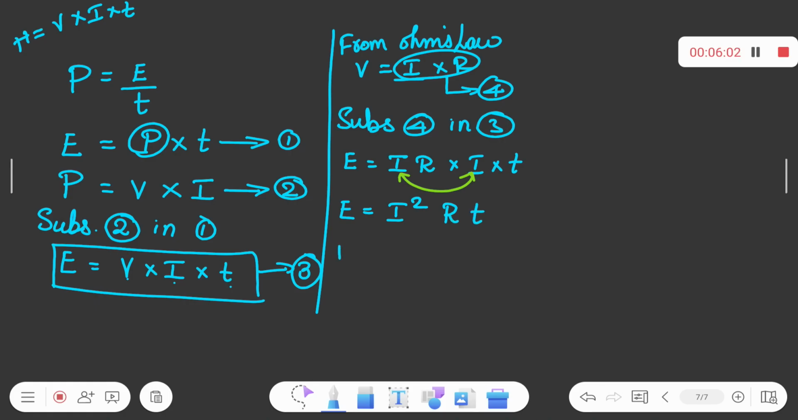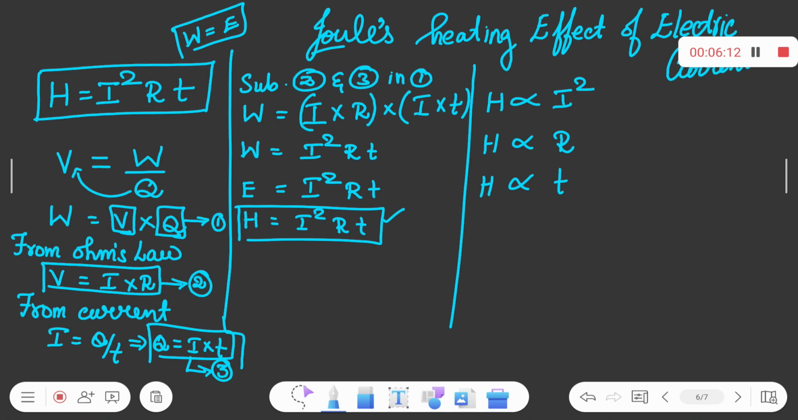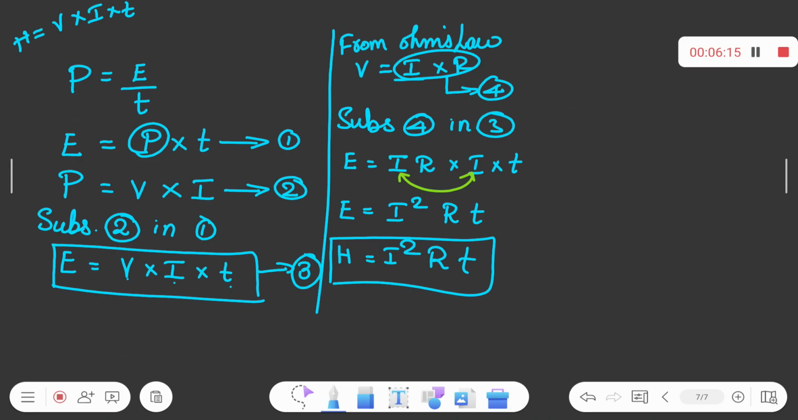What type of energy is it? Heat energy. So therefore H is equal to I square R T. Which method is easier for you? We can go along with either the first one or the second one. So the third equation is the right one. What is the third equation you obtained?